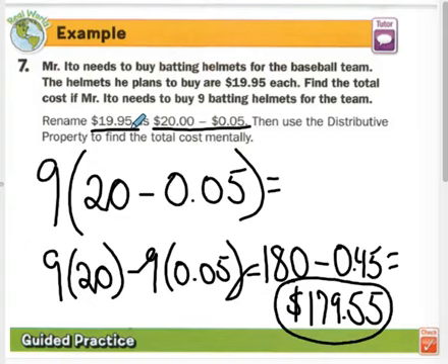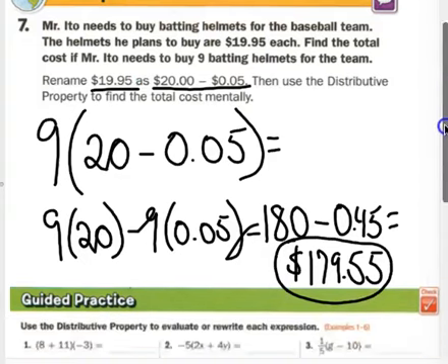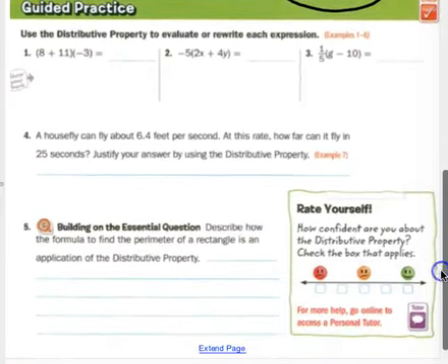So you see how it's something that we can apply to numerical expressions as well as algebraic expressions to make some things a little bit easier for us. Okay, so that brings us down to our guided practice. So 1, 2, and 3, you're going to rewrite and evaluate each expression. So make sure you're showing me the term being multiplied, or the number being multiplied by each term in the parentheses. Number 4, we've got a little word problem.